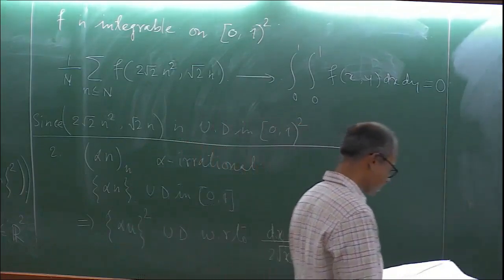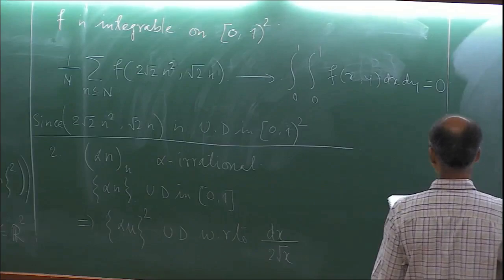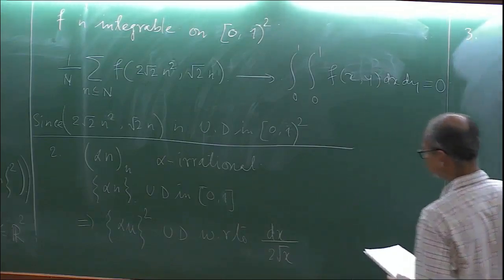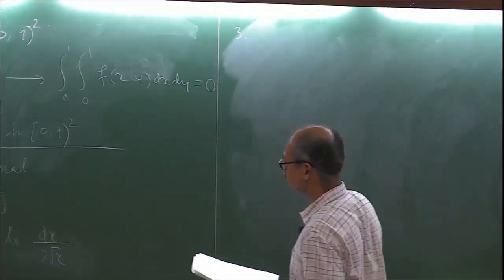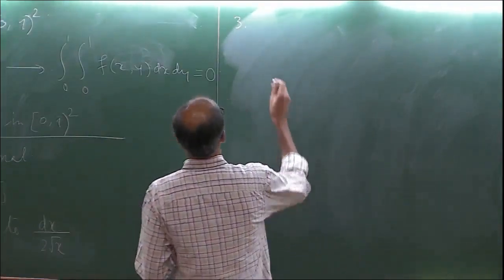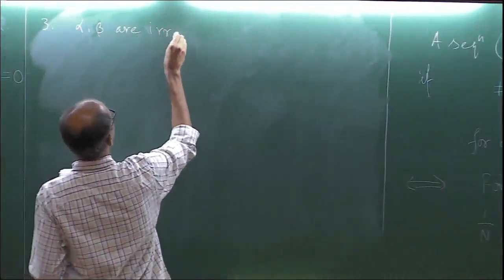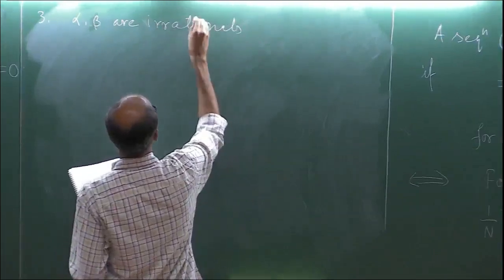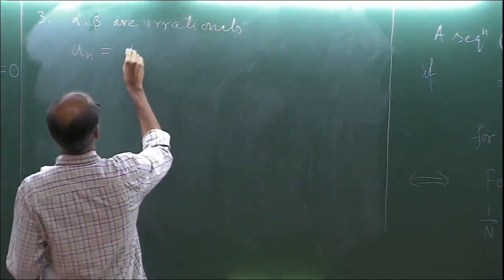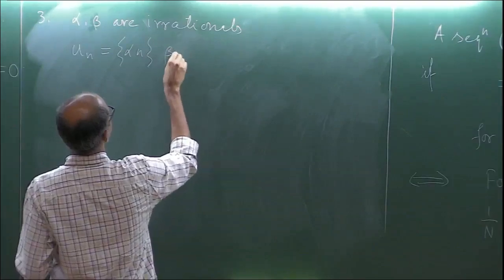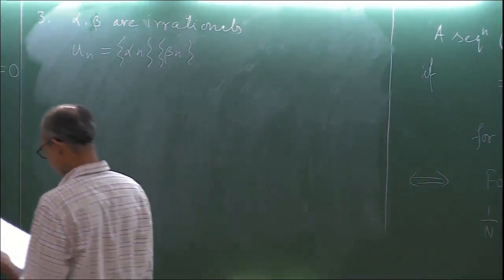Another example, I would just mention, since I don't think I have time to calculate it. I would just state another example. This one is fairly easy to calculate again using these criteria. If alpha and beta are irrationals, and u n is the sequence of the fractional part of alpha n multiplied by the fractional part of beta n.